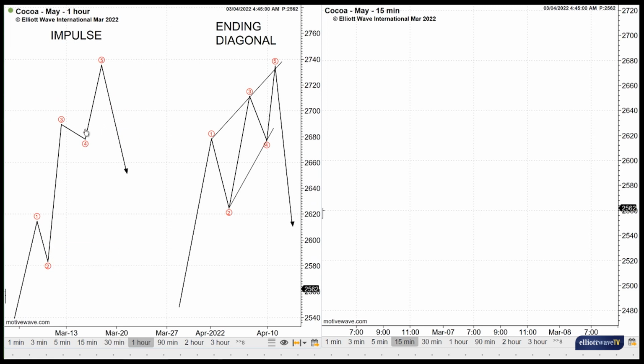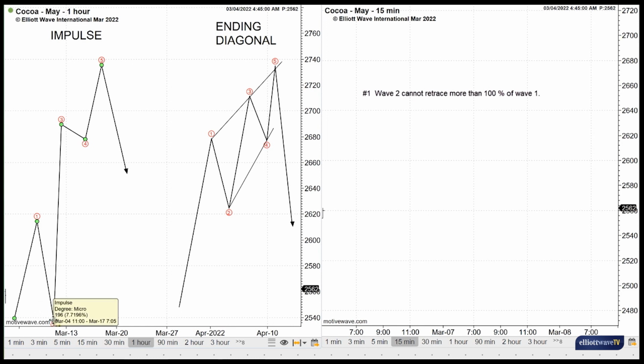Impulse waves are the easiest pattern in the book. It's a straightforward pattern and can easily be identified. There are 3 simple rules that govern impulses. The first rule is that wave 2 cannot retrace more than 100% of wave 1. This means that wave 2 cannot move beyond the origin of wave 1, and if it did, then this pattern is not an impulse and we should continue to search for an impulse elsewhere.